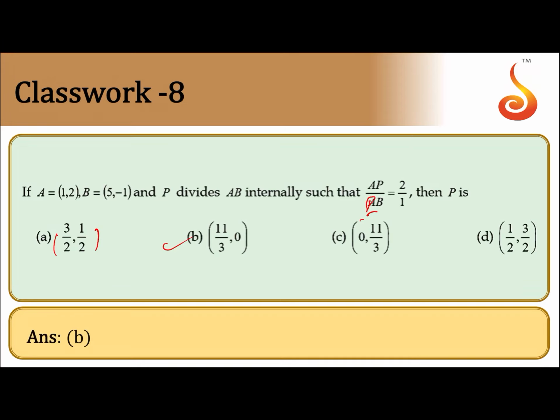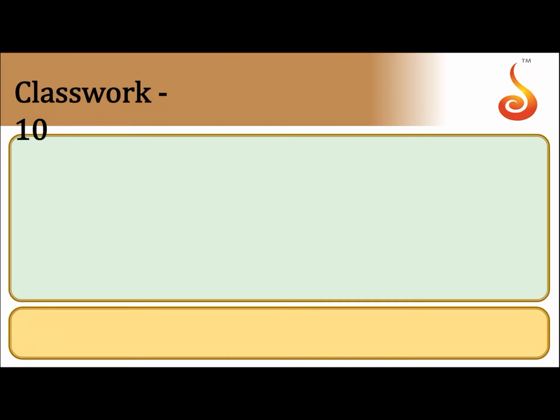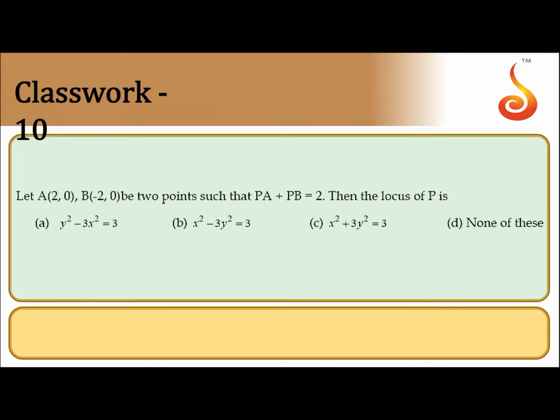Coming to the next one. Okay, 10th one. A is given to you, B is given to you, and the point P is such that PA plus PB is equal to 2. But observe very carefully, the distance between A and B is 4 itself. Can you be able to find the point P? Suppose it lies on this line, AP plus PB is supposed to be equal to 4, but AP plus PB is less than 4, it is given as 2, which may not be possible. You may not be able to find the point P over there.